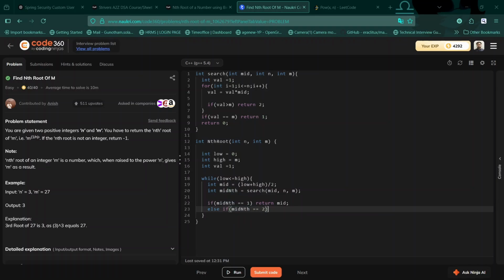Else if midN is equal to 2, which means that the value is greater than m, then I can update the value of high so that we know the lower values from the mid can store the value. So high equals mid minus 1. Else, if it's lower, then I just need to increase the value of low to mid plus 1, because we are going to the second half of the implementation.